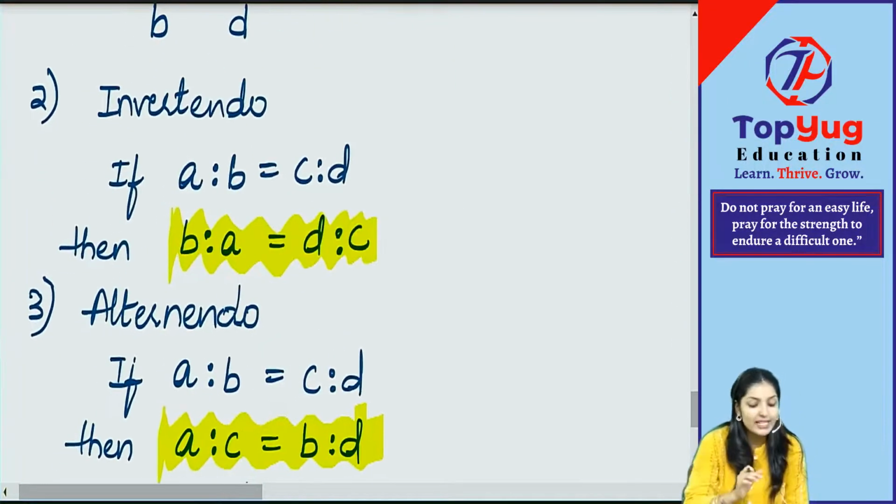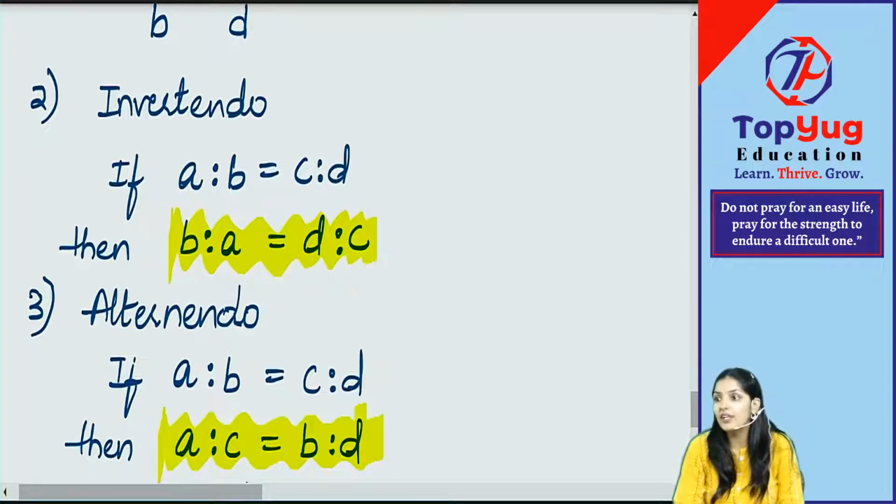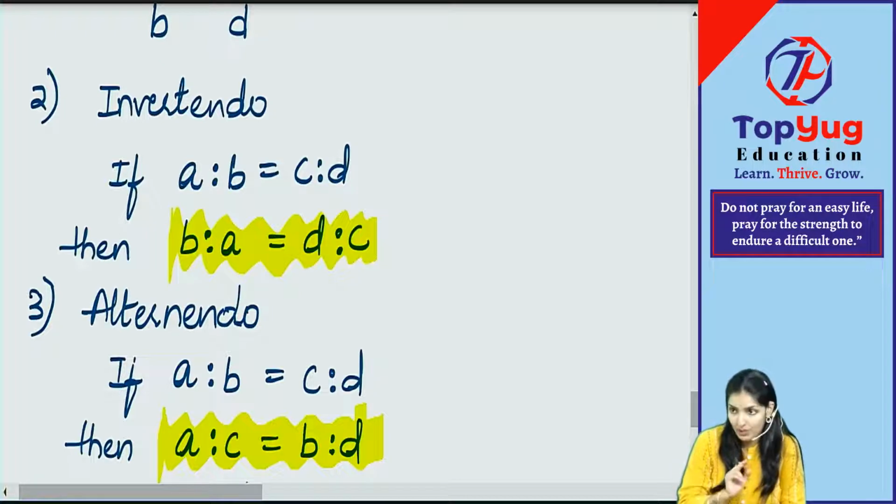Now the next one is invertendo. In invertendo, what happens? Inverse ratio, you remember? We turn it upside down. So in invertendo, what you will do is, we are having A is to B and C is to D, you will reciprocate. A by B is equal to C by D becomes B by A is equal to D by C.